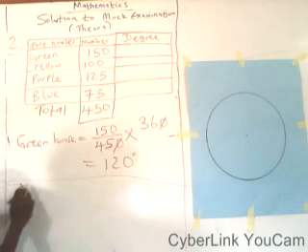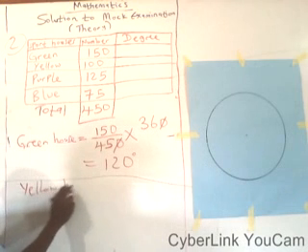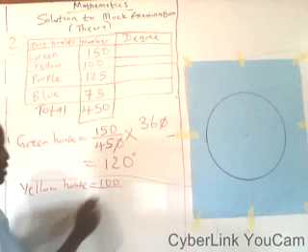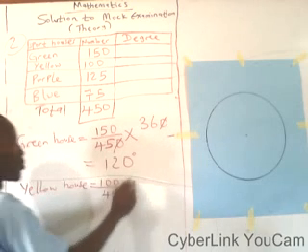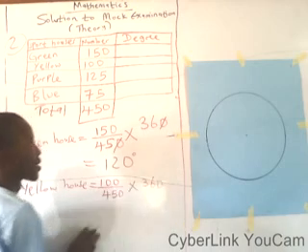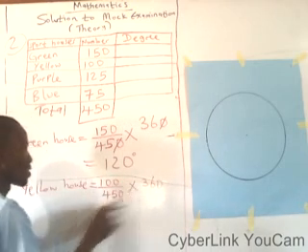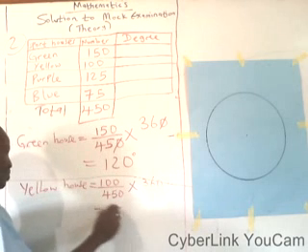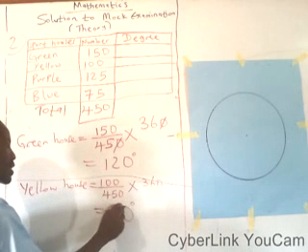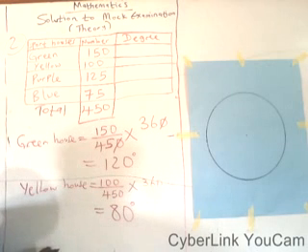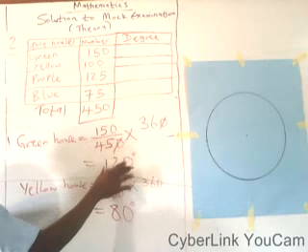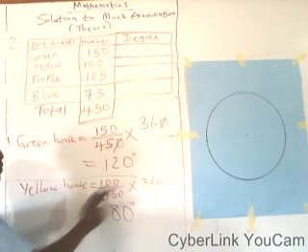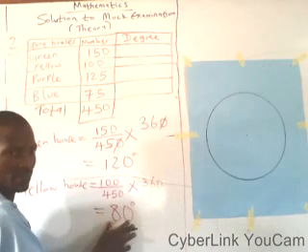For the case of yellow house, this will give us 100 divided by the total, which is 450. Multiply it by 360. If you multiply this one also very well, you are going to arrive at 80 degree. You are going to arrive at what? 80 degree. Another thing you must know here is that you need to put this degree because it is not just an ordinary number that you are writing this time around. 100 divided by 450 multiplied by 360, this will give you 80.